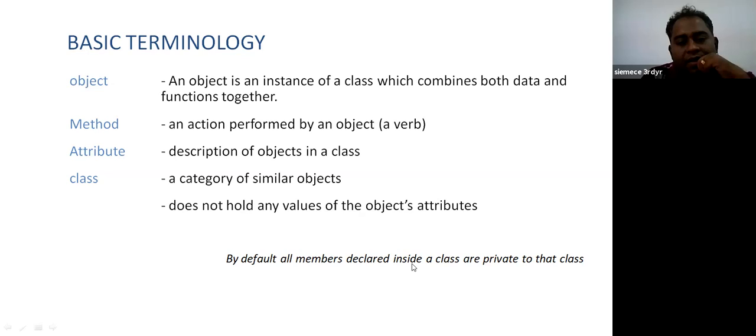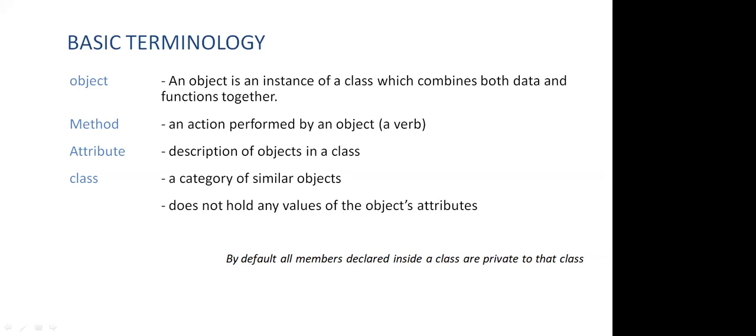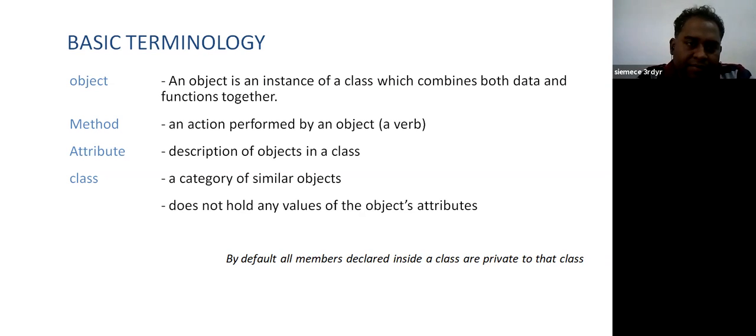Okay. Now, what is declared inside a class is private to that class. Means what? There is something called an access specifier. What are the different types of access specifier? One is private, another is protected, and the third one is public. Is it clear?